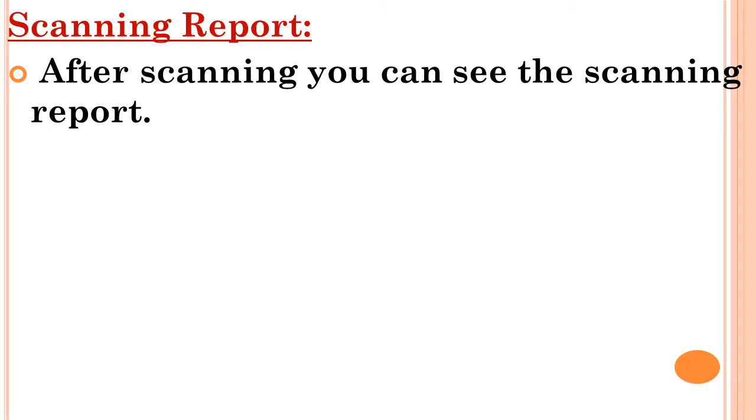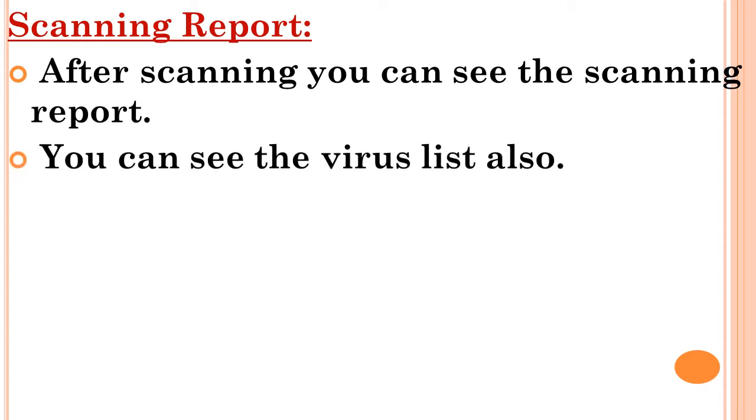After scanning, you can see the scanning report. Okay, in that scanning report, you can see the kinds of virus, and also you want to see the virus list after scanning. You can see so many virus will be there, right? You can see how many virus were blocked, everything you can see. Okay, how to see that virus list? First, in the Net Protector, I am talking about Net Protector, right? In that Net Protector window only, upside you will get virus list. Click on that virus list.